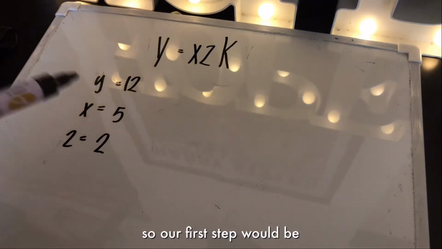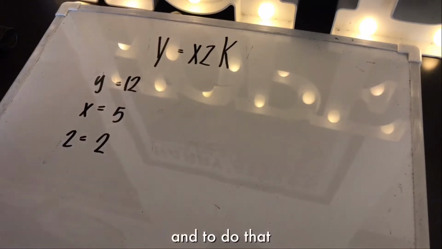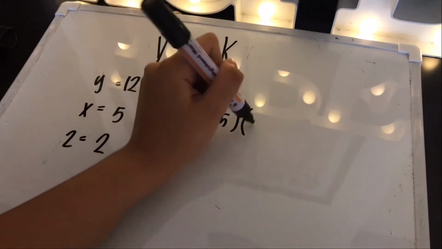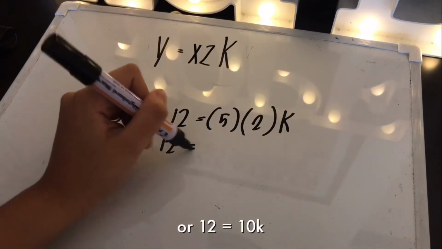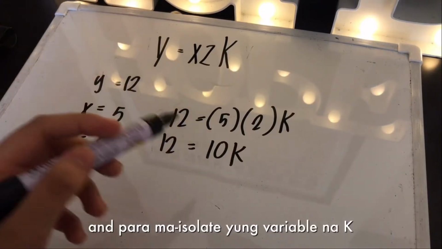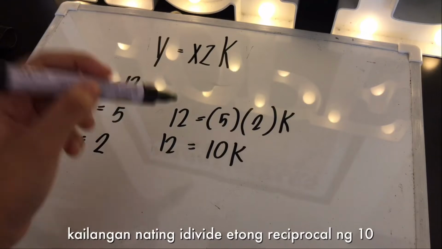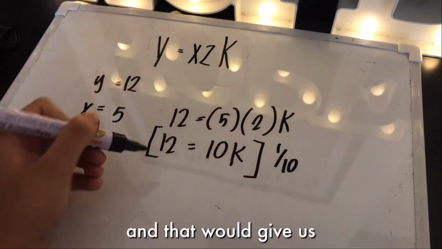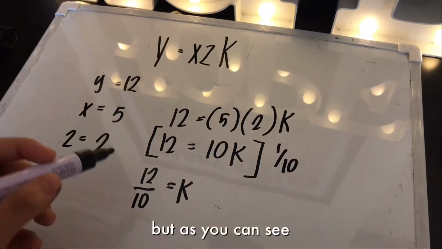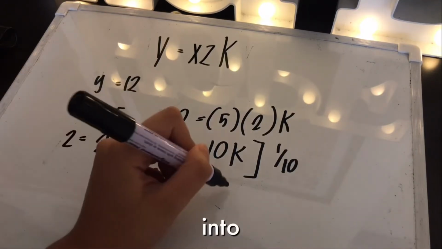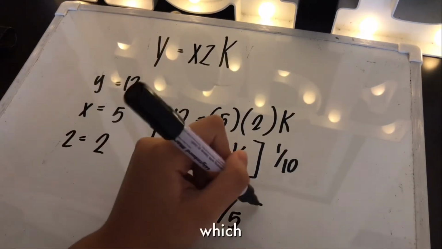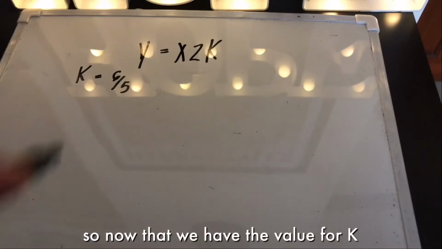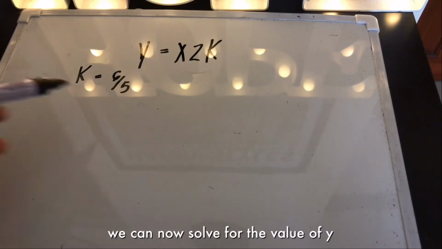So our first step would be to solve for k, and to do that, lagyan natin itong mga value na to sa equation. Or 12 = 10k. And para ma-isolate yung variable na k, kailangan natin i-divide itong reciprocal ng 10 sa equation, and that would give us 12 over 10. But as you can see, pwede pa ito ma-simplify into 6 over 5, which would be our value for k.